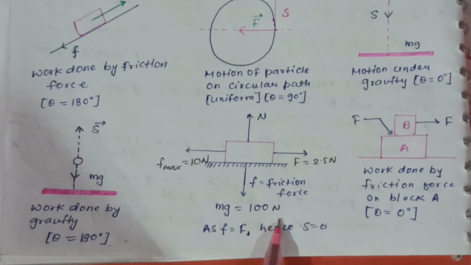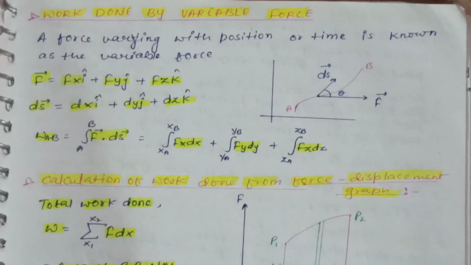mg, so 100 Newton as F. Hence S is equal to 0. Work done by friction force on the block A, theta is equal to 0 degrees.